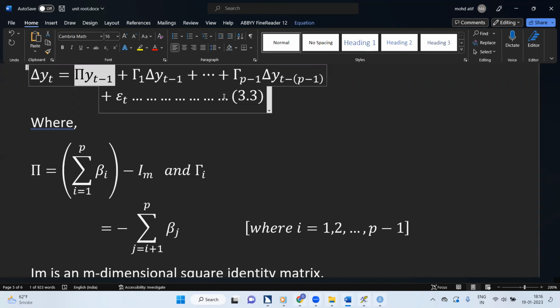So the idea is quite simple. We just need to identify the rank of this pi matrix. Mathematically, it's quite tough, but software will do it. We just need to look at the significance. Okay. So we need to examine this pi matrix, and we have 2 test statistics. One is called the trace test. The other one is called the maximum eigenvalue test. So let us go to our data.